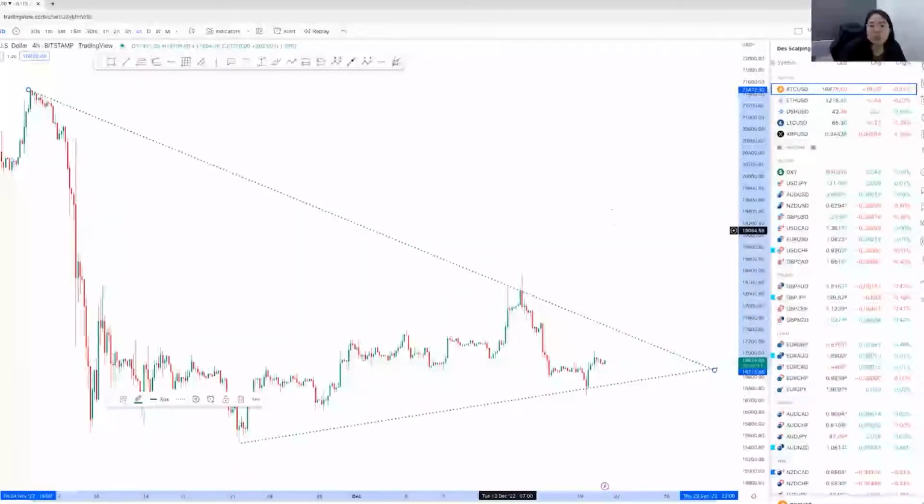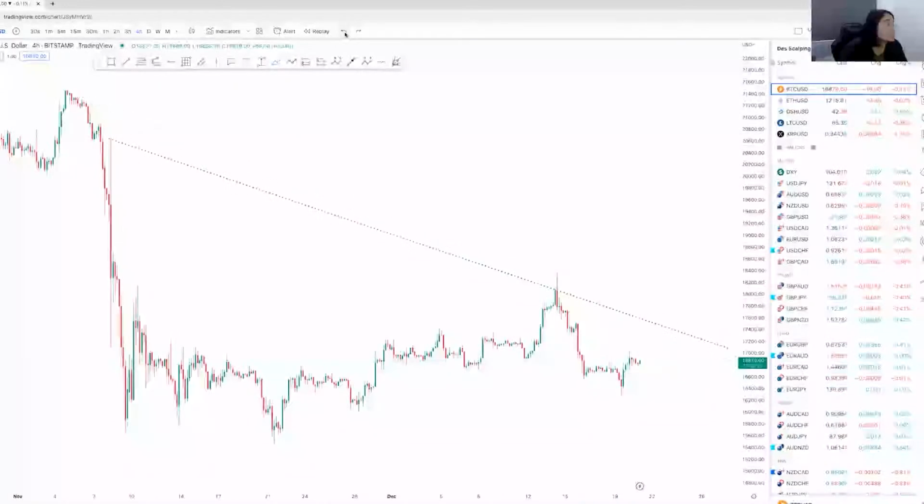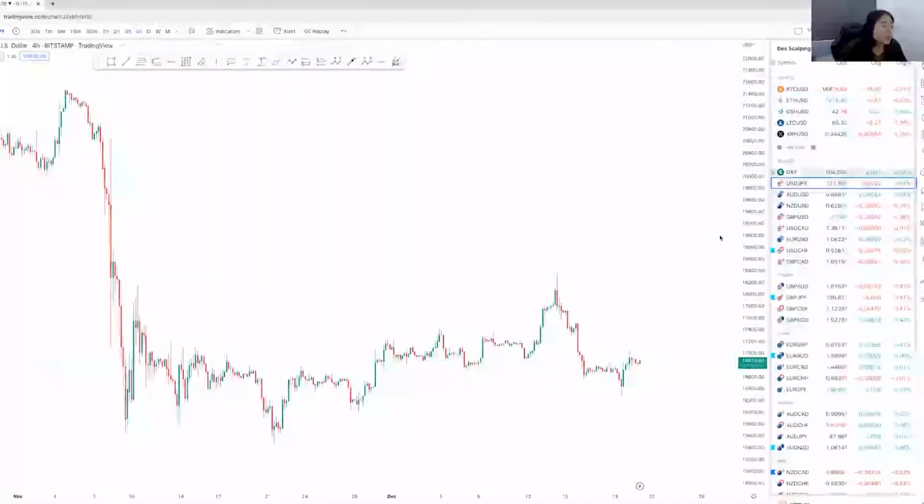Whenever I'm plotting a triangle, I would like to have 3 touches. So in this case, there's only 2, 1, 2, and 1 and 2. I think for a triangle, it's best to have 3 touches. But in this case, there's only 2, so we shouldn't consider this triangle too much. Let's try a different pair. Let's try USD JPY.